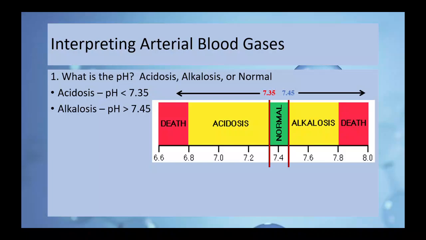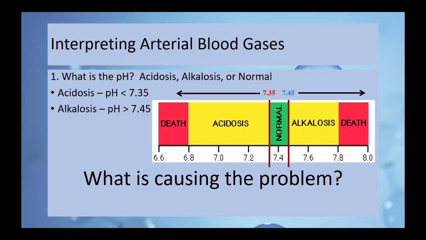So as we begin to interpret blood gases, the first step is we ask, what is the pH? Is it acidotic, alkalotic, or normal? So the pH tells us if it's below 7.35, that's acidosis. If it's above 7.45, that's alkalosis. And obviously anything between those two values is considered normal. So this is a very simple determination. Is it normal? Is it alkalosis or acidosis? Very straightforward. That's our beginning.